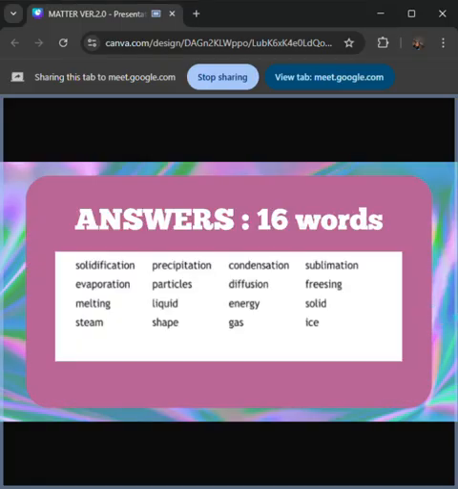The answer is that there are actually 16 words. Part of that is solidification, evaporation, melting, steam, and so on. Those are the words we can find in that puzzle. Thanks, everyone, for taking the time to look into it. Now let's proceed with the next slide.